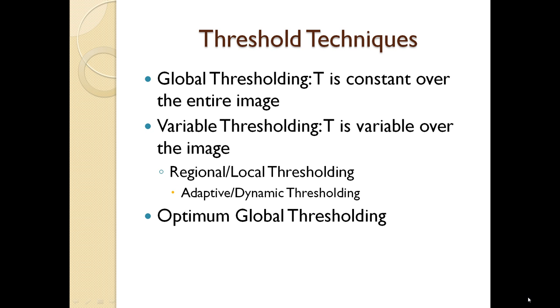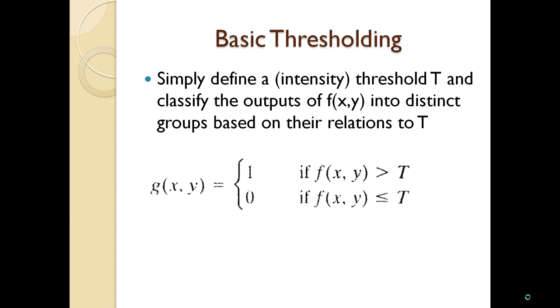And then optimal global thresholding uses Otsu's method, and basically you want to find an optimal threshold in which the number of misclassified pixels is minimal. When you're classifying these pixels, there is a fair amount of error, or there can be error, when classifying them.